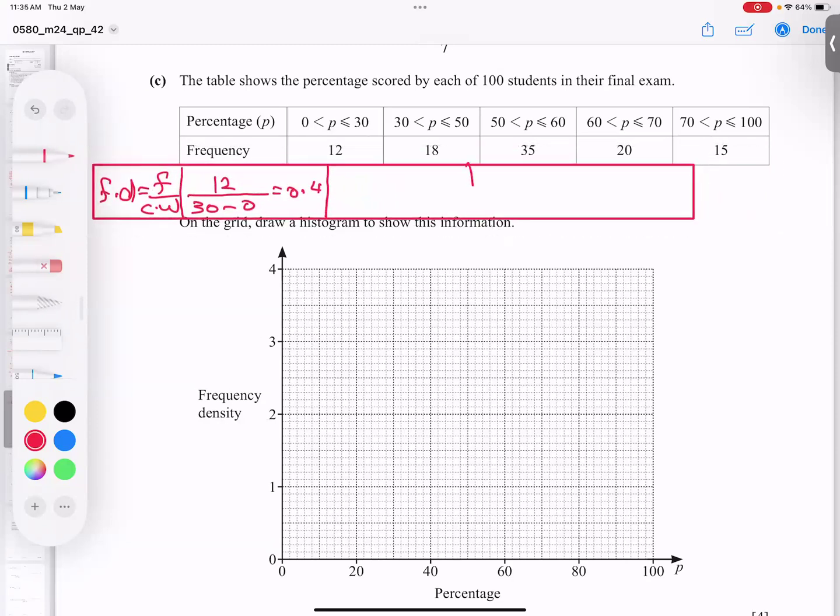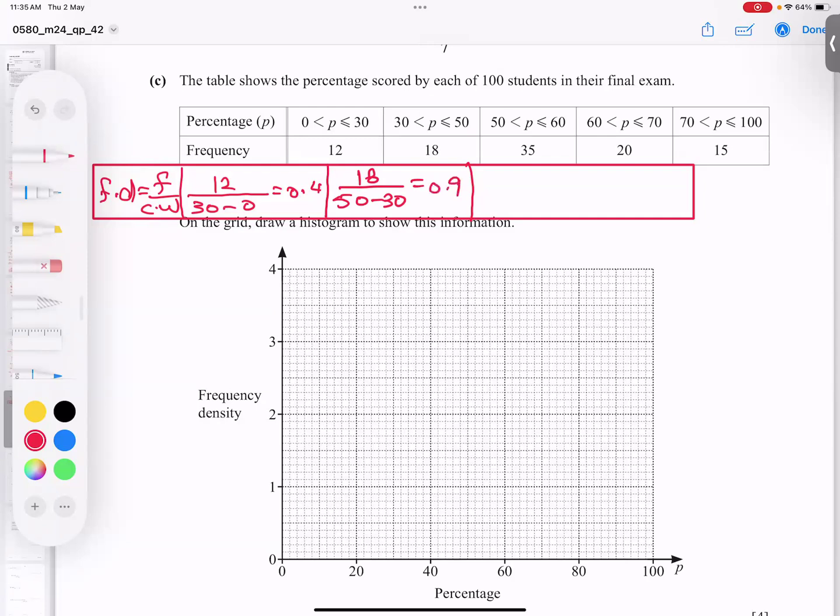For the second column, I show again in detail. Frequency is 18 now, second column. And class width is the difference of these numbers. Don't add and divide by 2, that is used in the mean. Here it is subtraction. So 50 minus 30, I got 20, and I got 0.9.